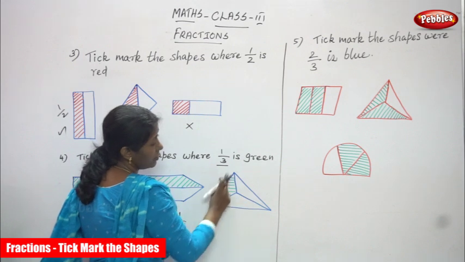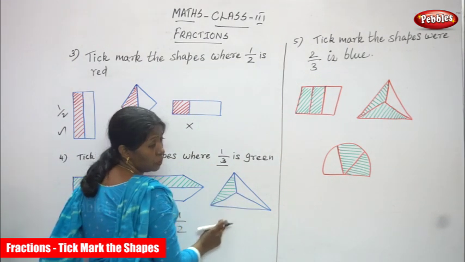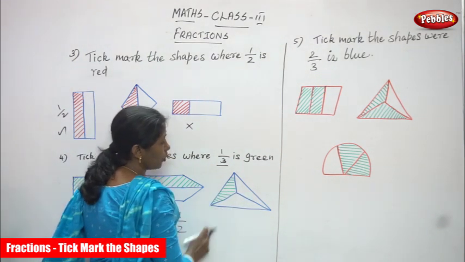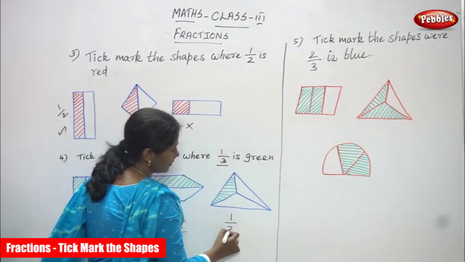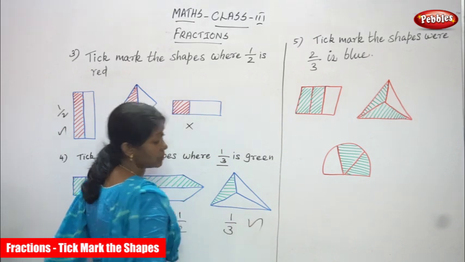And third, this is a what? Triangle. So I cut it into three parts and shaded only one part, or one portion, in green color. So it comes under the 1 by 3 fraction. So I put a tick mark for this diagram.